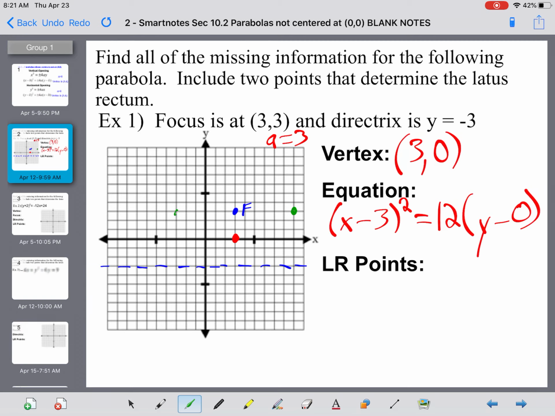Left 6 units takes me to there. And I can put those points as xy ordered pairs. So 9, 3 and negative 3, 3.